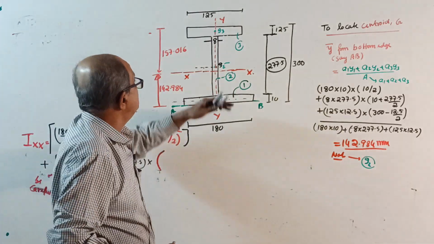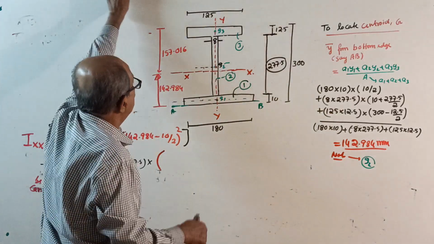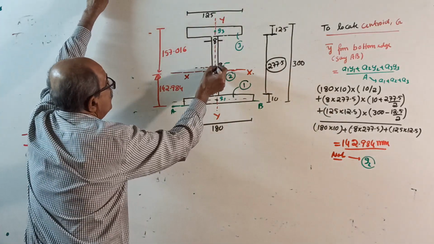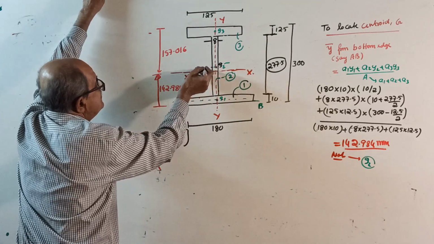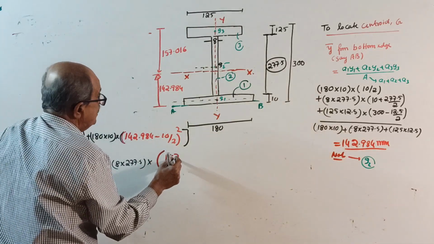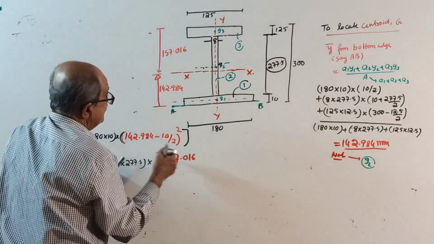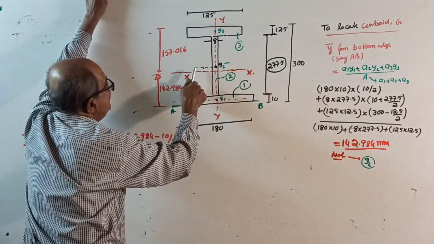Last time your G2 was below. This time it is above. Therefore, since G2 is above, when you want this distance, you use the upper side first. 150, use now. Now this is 157.016. From G2 to here we want.